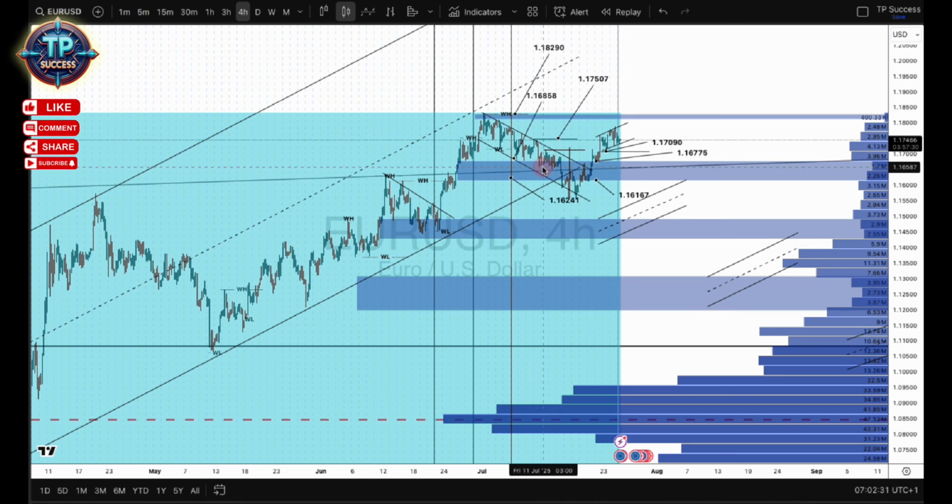It looks like we're getting the move. It looks like a good move is about to come into view right now. Not the move we're looking for, but a good move. So it could be a push to the upside, or it could be a push to the downside.